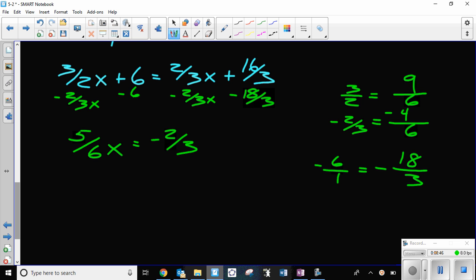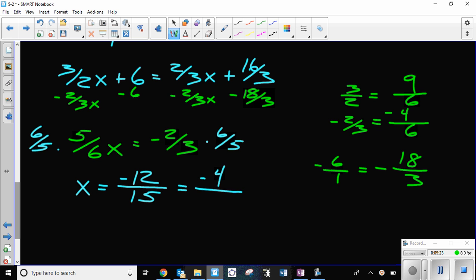Last step, you may either divide by 5/6 or multiply by the reciprocal. I'm going to multiply by the reciprocal, so I'm going to have times 6/5 on both sides. This will leave me with just x. And now on the other side, that's going to get me, looks to be, about negative, let's multiply it out, negative 12/15. But I notice that that has a value of 3 in both of them, so negative 12 divided by 3 is going to give me negative 4. 15 divided by 3 is going to give me 5. So there's your x value.